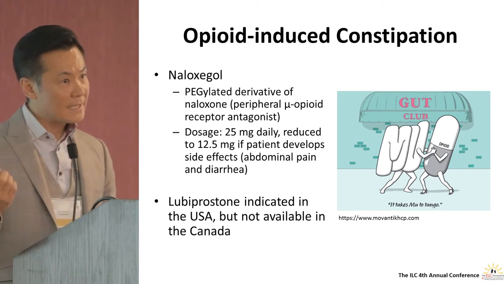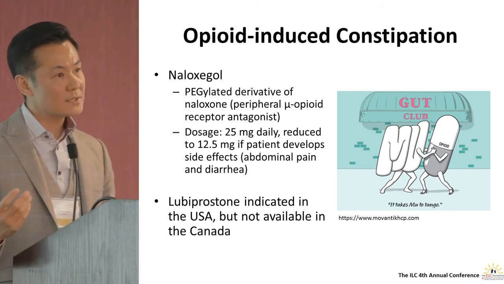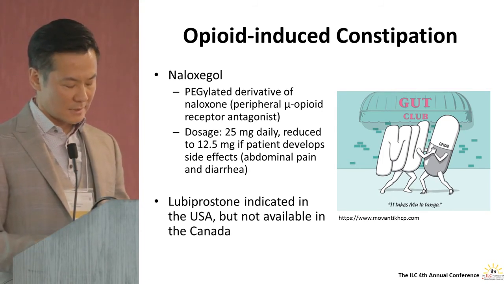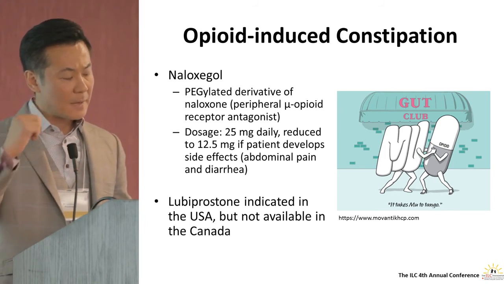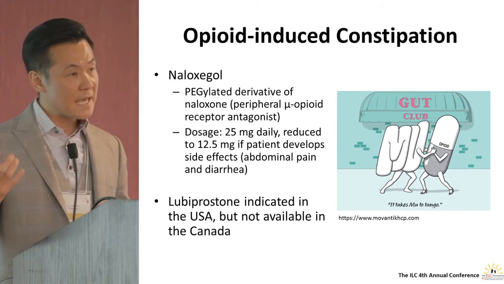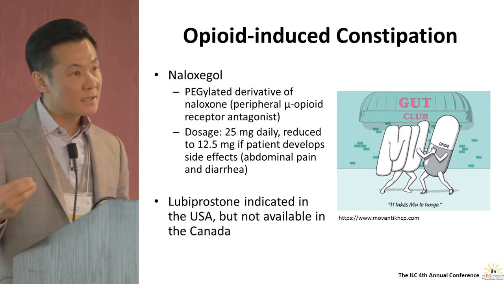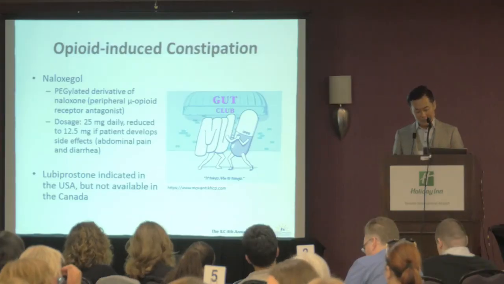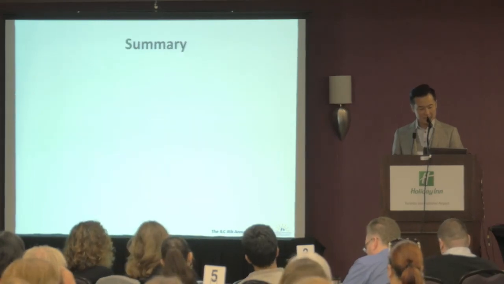Again, it's only currently covered by a private drug plan. In the States, they have lubiprostone, but in Canada, we only have naloxegol. The trade name is Movantik. I generally would treat it with the same management strategy as my slow transit constipation patient, but if they are not able to tolerate it or not responsive, this will be a good option as a second-line therapy.